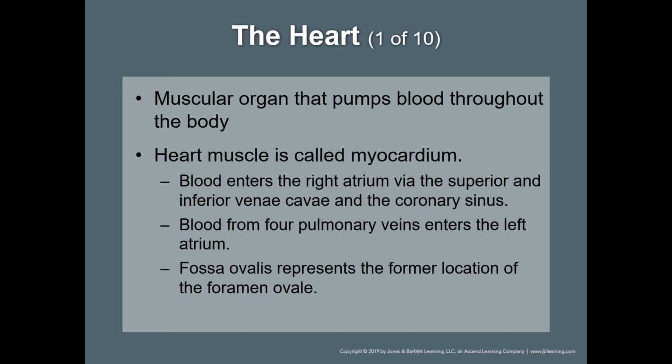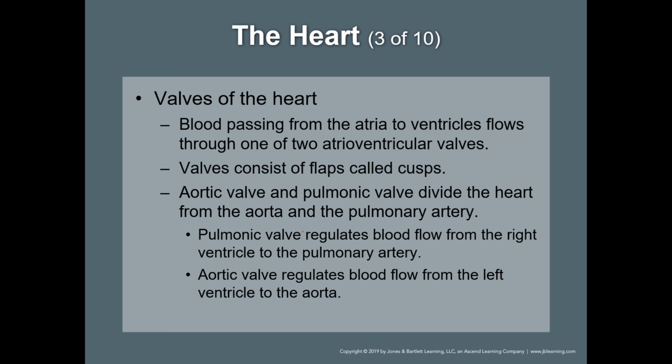All right, so let's talk about the valves. There are two semilunar valves, the aortic valve and the pulmonic valve, and they divide the heart from the aorta and the pulmonary artery. The function of these two semilunar valves is to prevent the backflow of blood into the ventricles. They don't allow that blood to flow backwards.